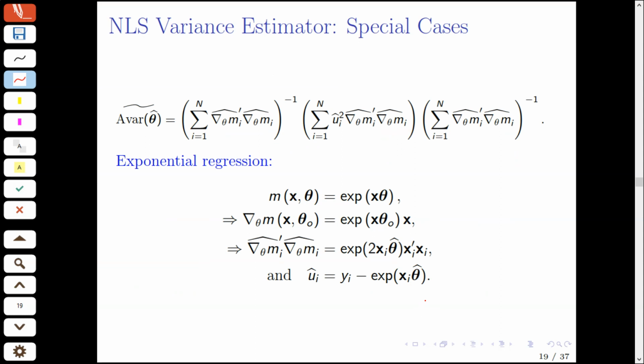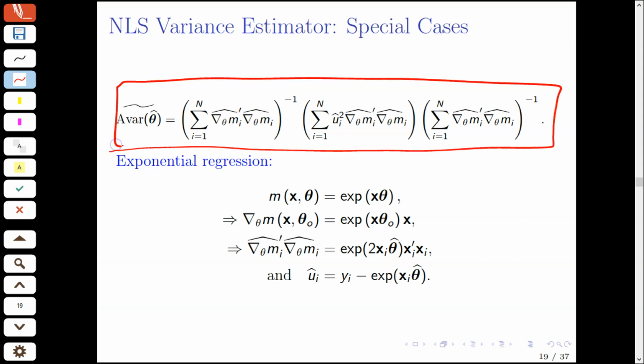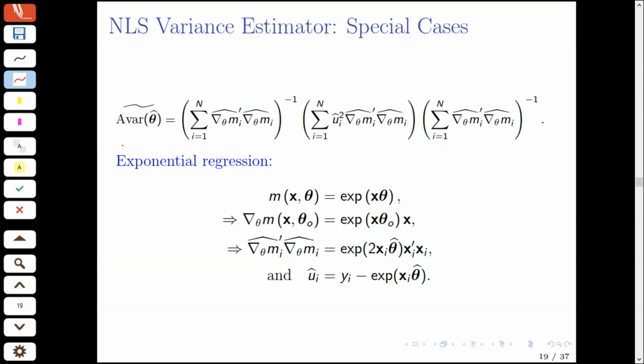Let's continue our discussion of the semi-robust variance estimator of the nonlinear least squares estimator by discussing a couple of special cases. Again, I've just carried through the long but manageable estimator of the asymptotic variance of nonlinear least squares. Now let's suppose that we make use of an exponential regression function. That is, in place of m, we use the exponential function of the inner product of x and theta. In that case, differentiation is straightforward. Using the chain rule, we can calculate the gradient of m with respect to theta at the true parameter as the exponential function of the inner product of x and the true parameter multiplied by x.